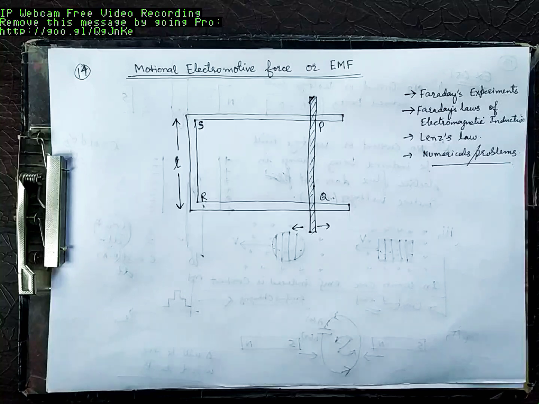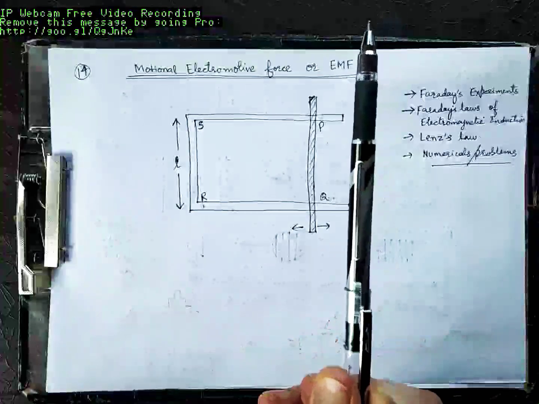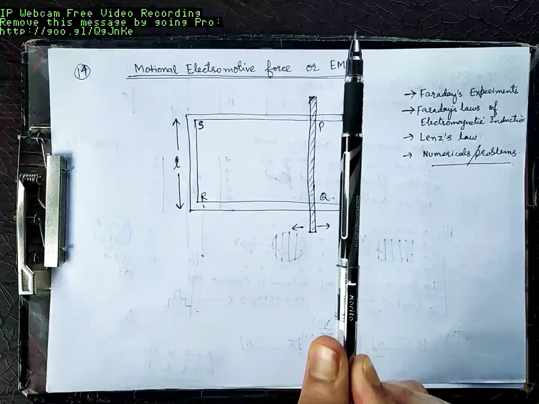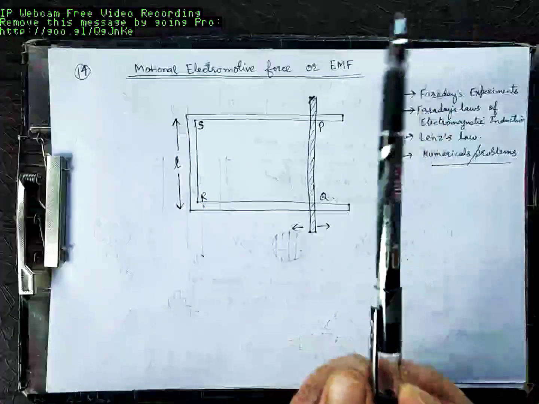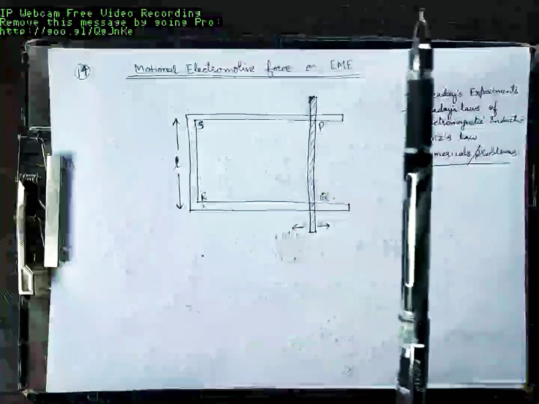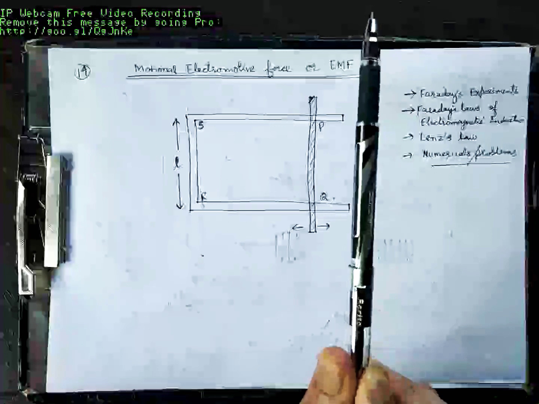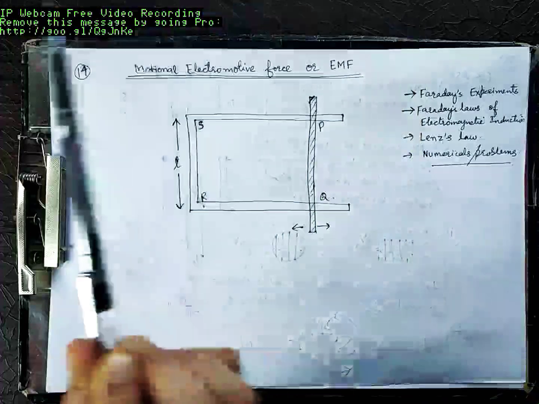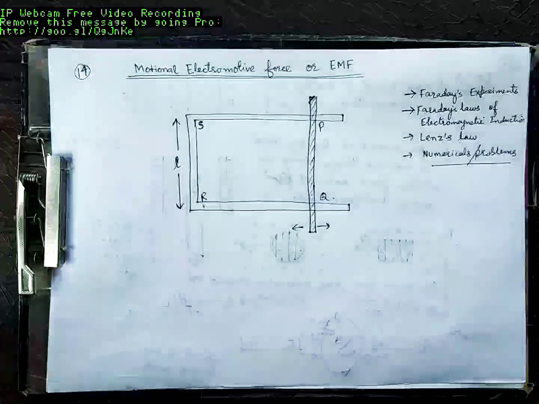What we basically want to study here is, if I have a straight conductor inside a magnetic field, and I'm moving this conductor inside the magnetic field, will there be any voltage induced across this conductor or not? That is known as motional EMF. That's what we are studying here.